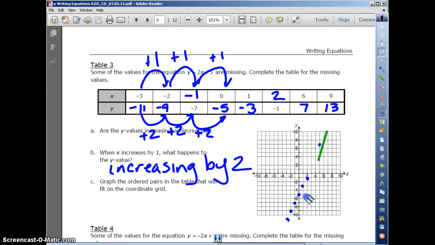But it kind of looks like they all fall in a straight line, right? Yeah, it does. Even though we have this big gap in here, they all fall on a straight line.